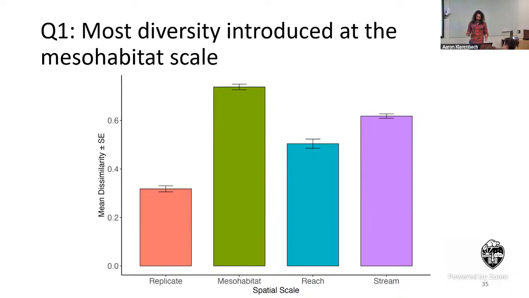We did a little fancy math to calculate the pairwise dissimilarities between sites. Then we took the mean for each spatial scale comparison. We controlled for other spatial scales by only comparing sites differing at that specific spatial scale being compared. So for example, we took the mean dissimilarity for pools compared to riffles, but only within the same reach and the same stream to isolate those other spatial scale factors. And so we see here that the most diversity is introduced at the mesohabitat scale. So that's about 0.75 there for mesohabitat, followed by stream and then reach.